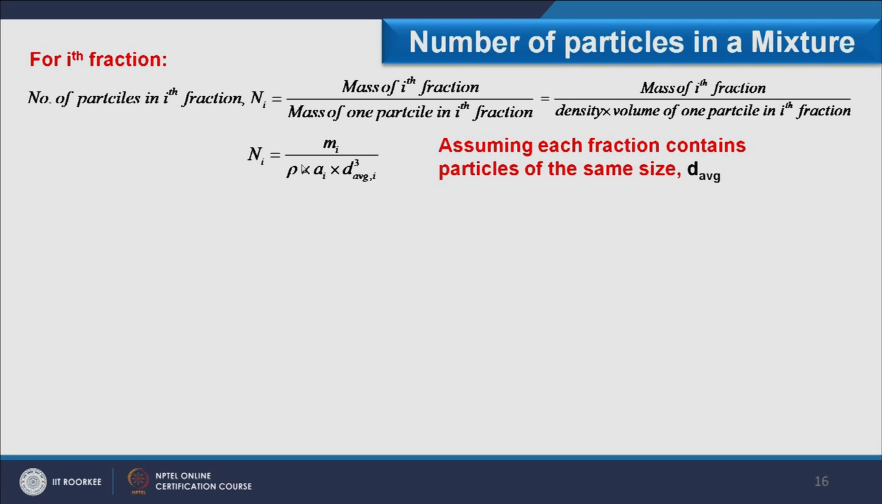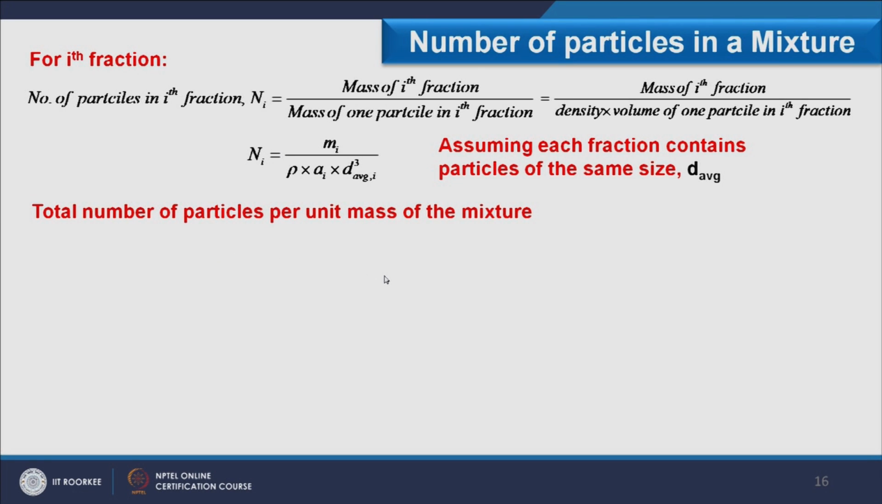Numerically, Ni can be shown as Mi, that is mass available in ith fraction, divided by rho into Ai into d average I cube. D average I cube into Ai basically shows the volume of a particle, where Ai is the volume shape factor. For this, you have to refer to lecture 3 of this course.